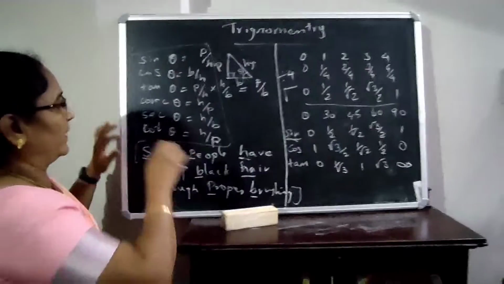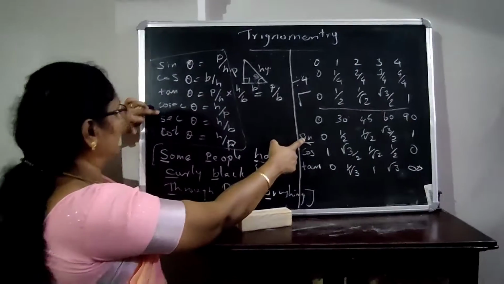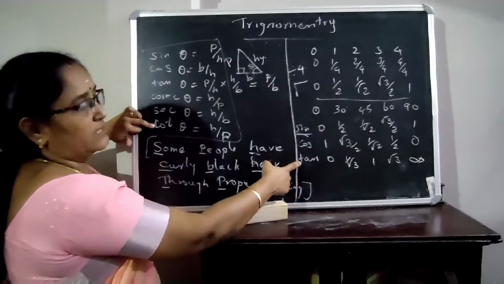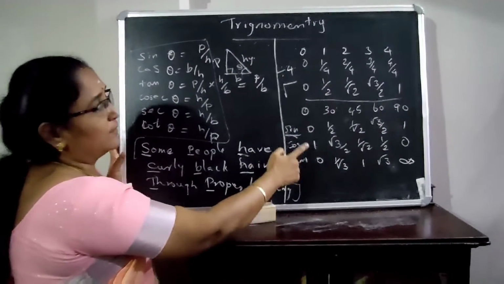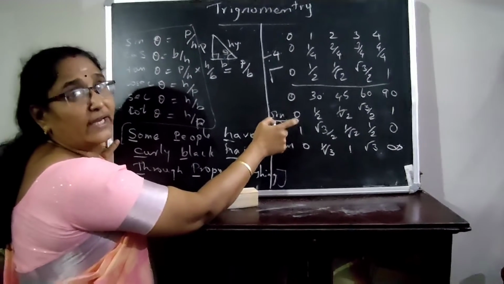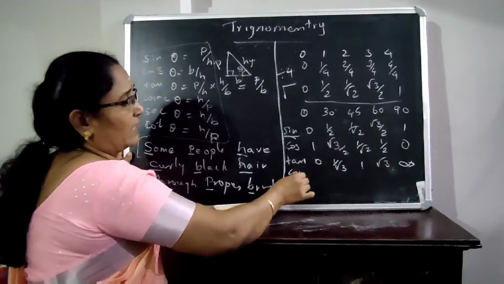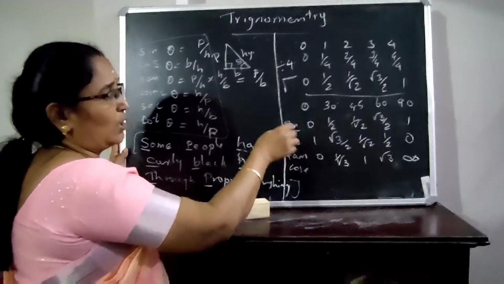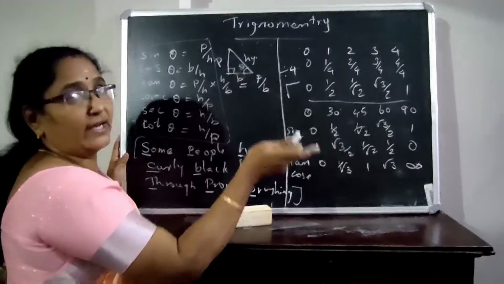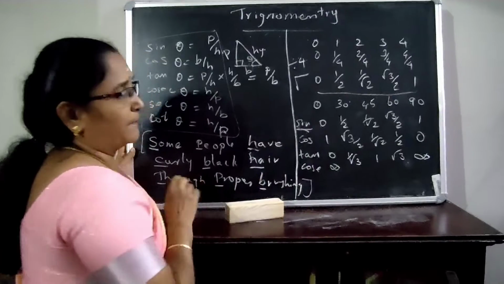Then we want to find the values of these 3: cosecant theta is the reciprocal of sin theta, secant theta is the reciprocal of cos theta, cot theta is the reciprocal of tan theta. So what is the value of cosecant 0? Cosecant 0 means 1 divided by 0, and anything divided by 0 is infinity.